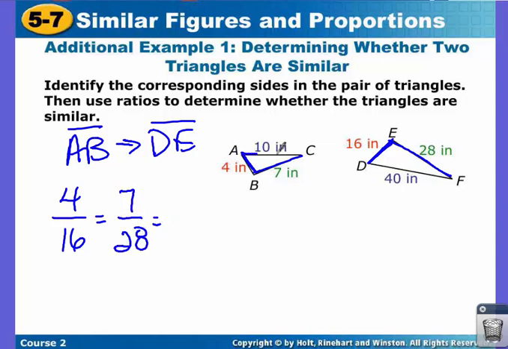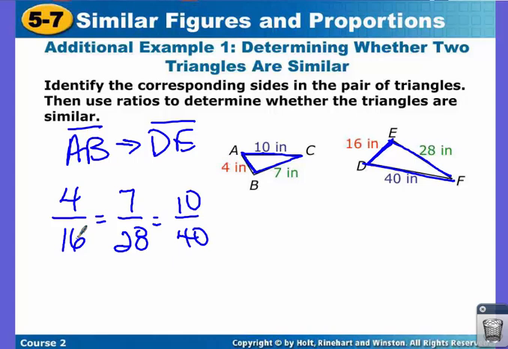And then we would have the last one of AC and DF, which is 10 over 40. And what we would want to do with this is to determine if they're similar. They all have to say the same ratio, like we practiced in that warm-up earlier. So we could take each of these and cross multiply them to see if they worked, or we could just figure out 4 divided by 16, 7 divided by 28, 10 divided by 40.